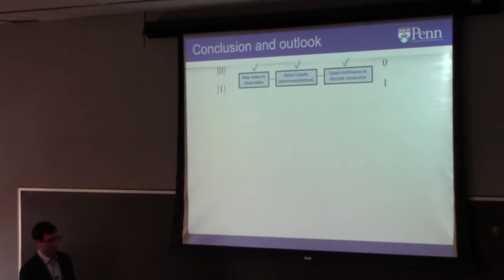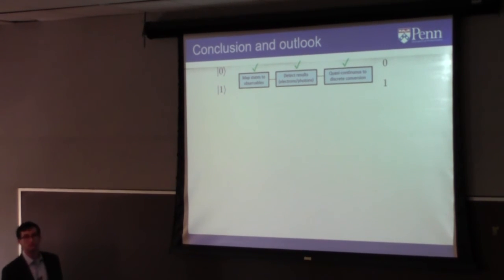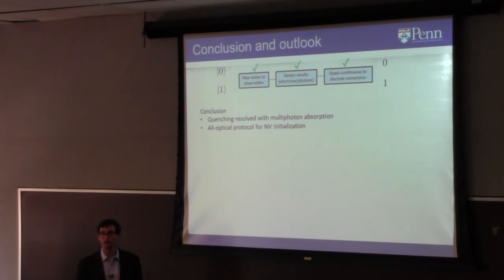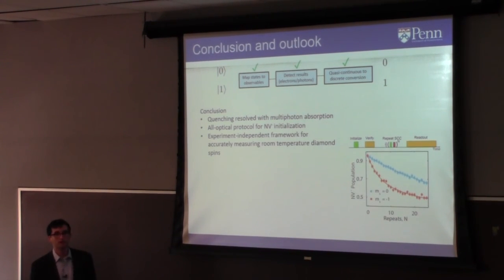So now, just to conclude and wrap up, hopefully I've laid out this roadmap of how you take your eigenstates from your system and get out classical zeros and ones. And these rules apply to any qubit, and we now have a way of doing it for the NV center at room temperature. So we resolved the quenching issue in the field using multiphoton absorption. Nicely out of that, we got an all-optical NV-minus initialization protocol. And we have this experiment-independent framework for measuring room temperature diamond spins.